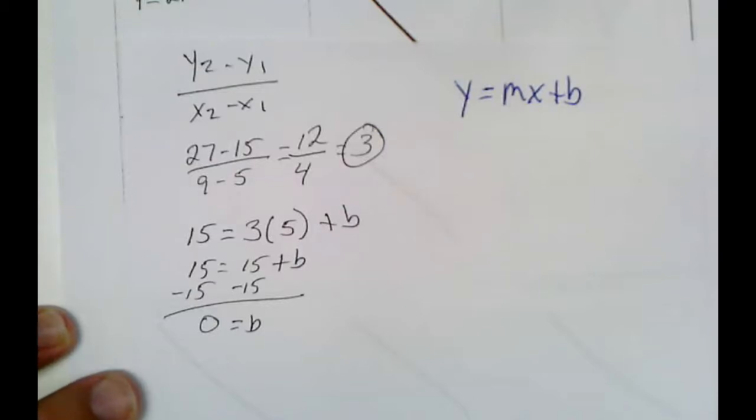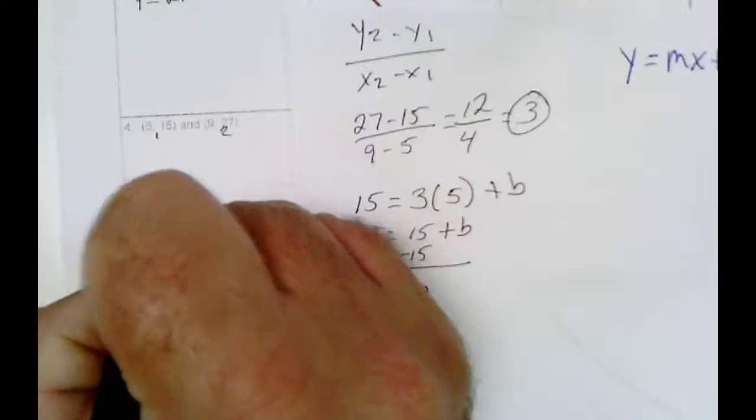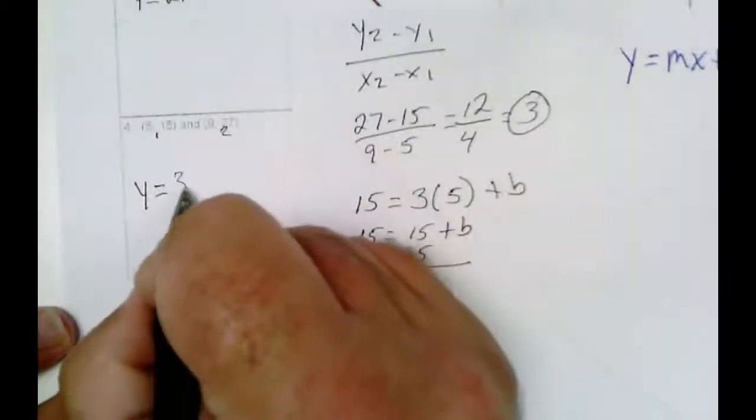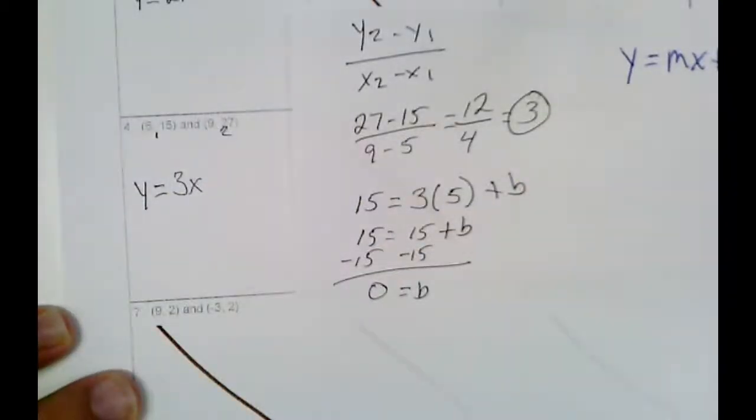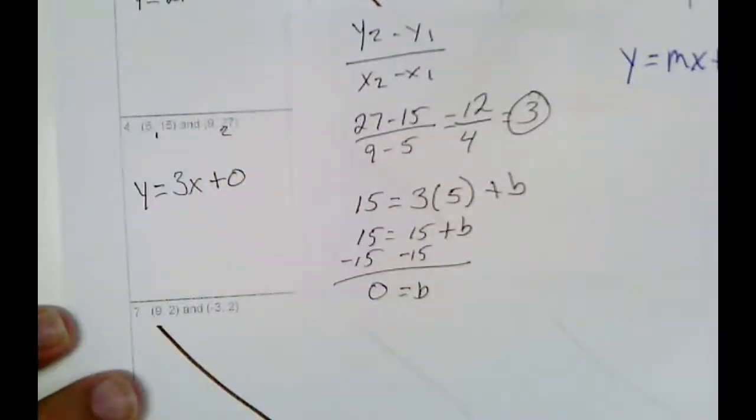Now when I rewrite this, y is equal to slope 3x. You do not have to write the plus 0, but I like for you to write the plus 0 so you understand that it passes through the origin.